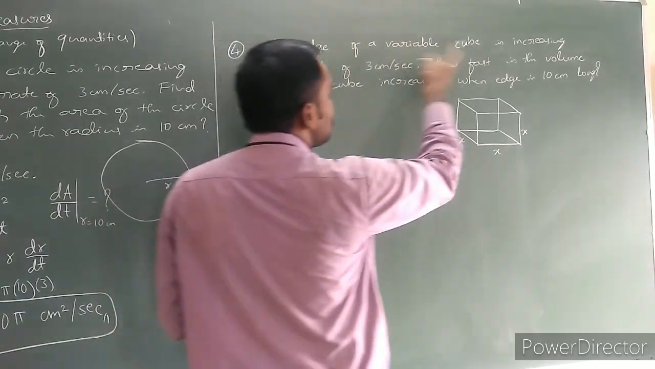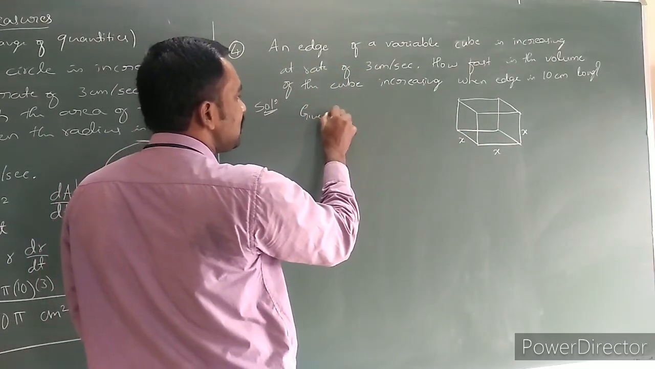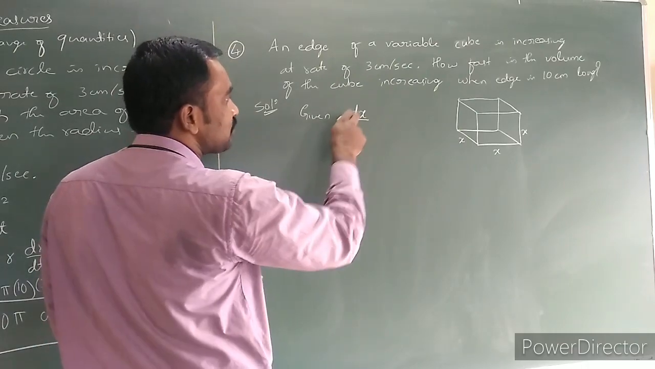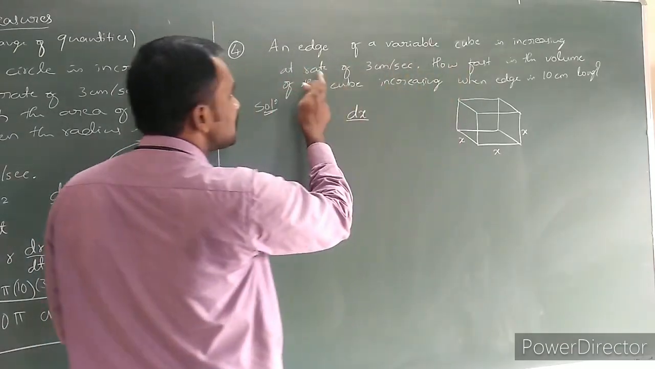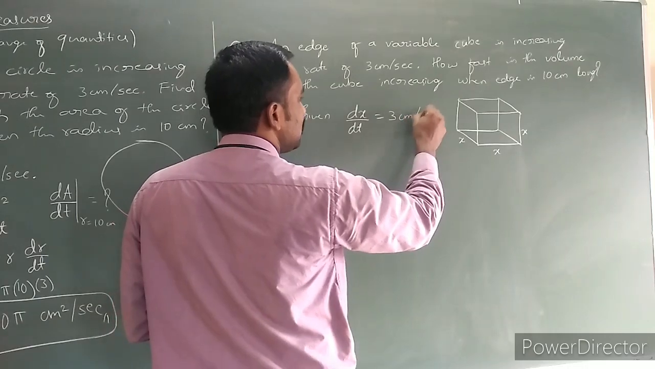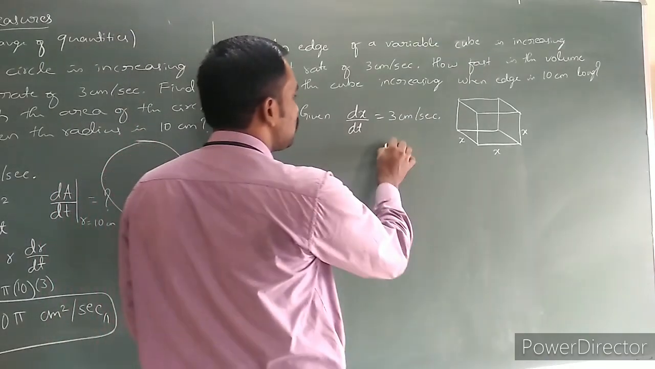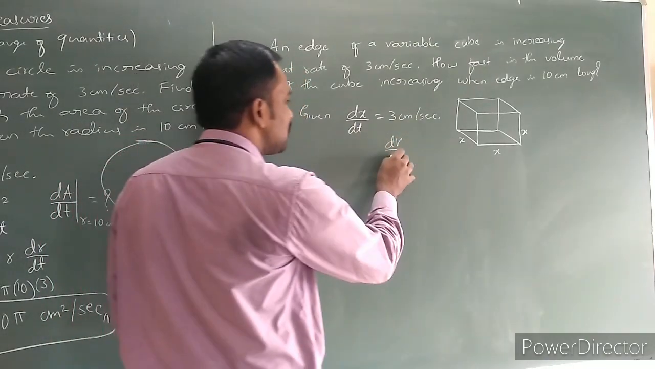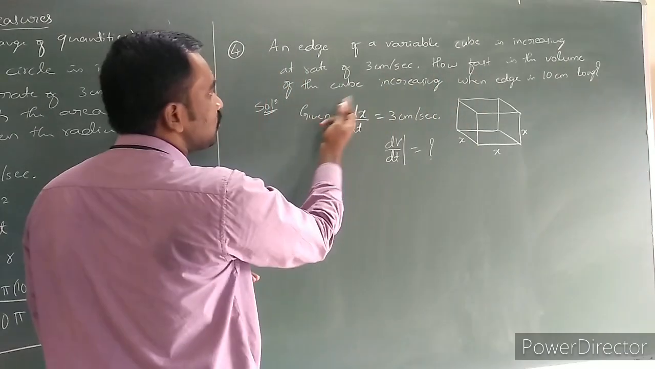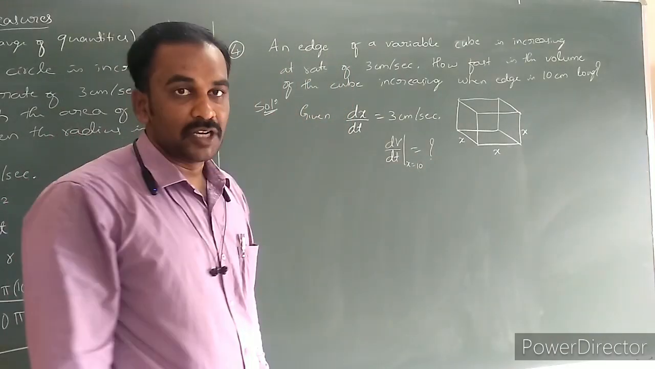The edge of a variable cube is increasing, that means the side length is varying, changing. So the side length changing is nothing but x is changing with respect to time, because the edge is increasing at the rate of 3 cm per second. So dx by dt is given, 3 cm per second. Next, how fast is the volume of the cube increasing? That means we need to find the rate of change of volume with respect to time, whenever x is equal to 10 cm.